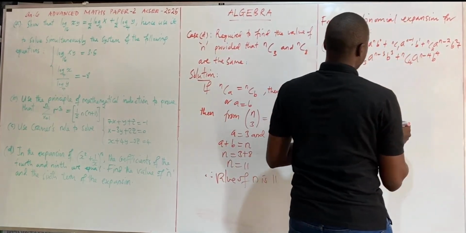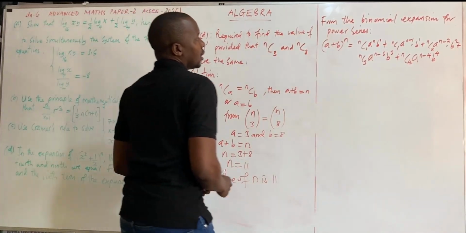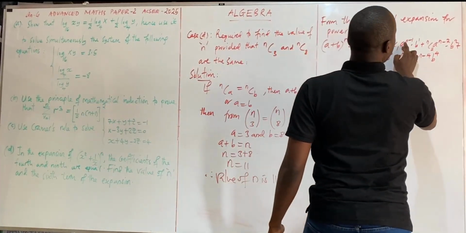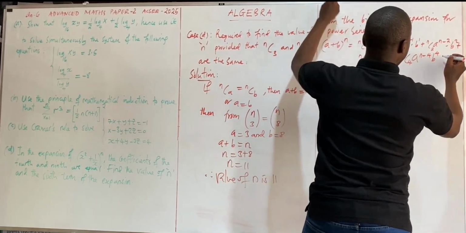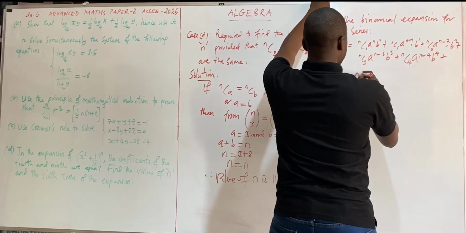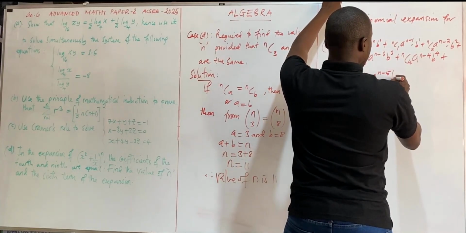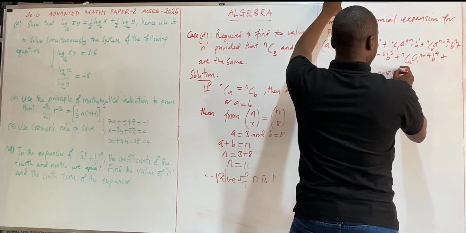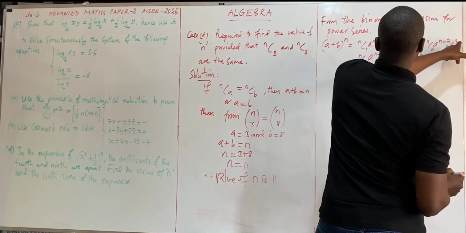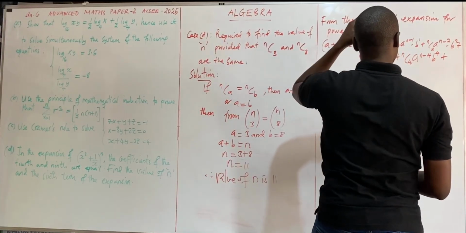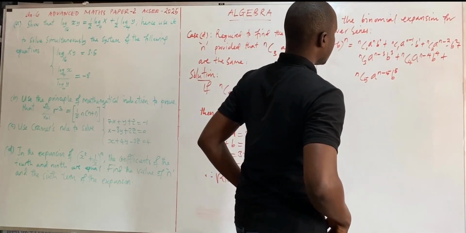If we count these terms, it means we've tried to write until we reach the 6 terms. 1, 2, 3, 4, 5. We end up getting now the 6th term. That is n choose 5, A n minus 5, then B power 5. Because here was 0, then 1, 2, 3, 4, here is 5. So it is decreased by 1 unit, the previous term, compared to the next one.